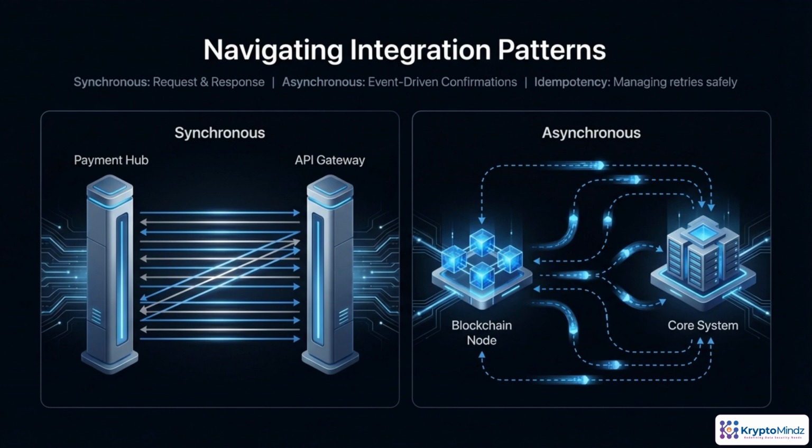Once your core systems connect to a blockchain node, you'll choose between synchronous and asynchronous patterns. Synchronous flows use simple request response. The payment hub calls an API, waits for a result, then proceeds. It's intuitive, but each dependency adds latency and a risk of timeouts. Asynchronous flows treat the blockchain as event-driven. You submit a transaction, persist the request, then react to confirmations via callbacks or queues. In both cases, idempotency is essential. Every message must be safe to retry without accidentally posting the same payment twice.